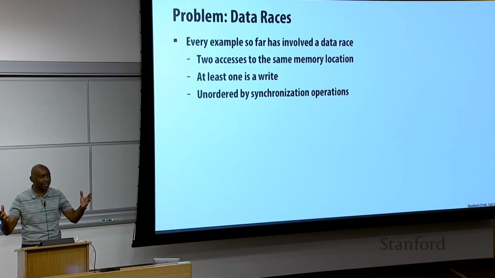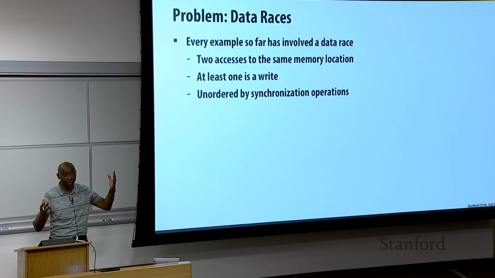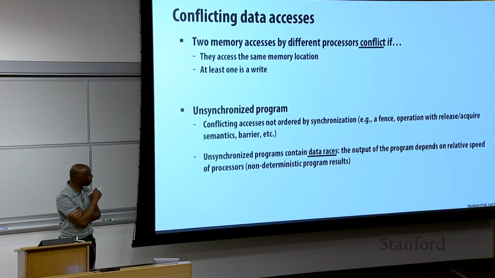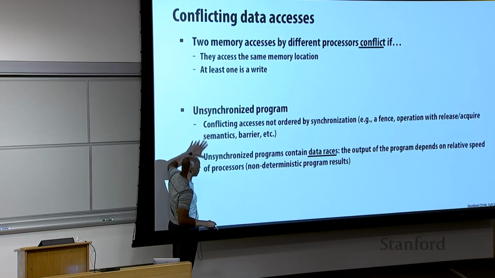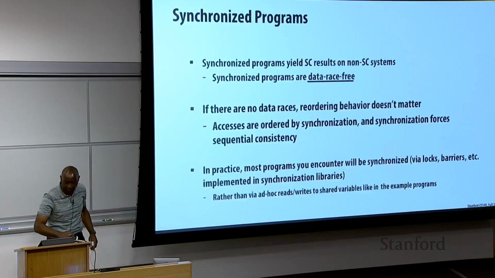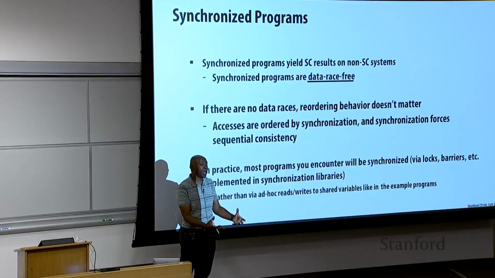Okay, so the problem with data races is that you've got two accesses to the same address, at least one of them is a store, and you don't have any synchronization between the loads and the stores, and so you have an unsynchronized program. And whenever you have an unsynchronized program, you can get data races, and when you have data races, you can get unintended behavior. And so the question is, how do you make sure that you can run programs on a machine that doesn't support sequential consistency, but still have behavior that you can understand? You make them synchronized, right?